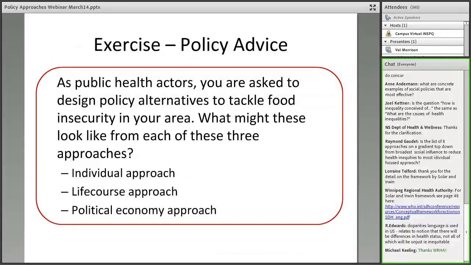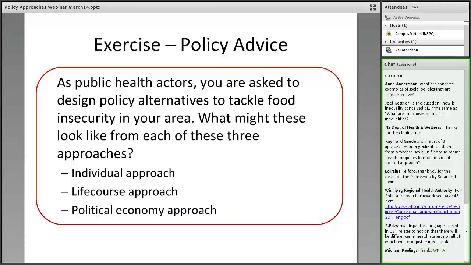So what we want to do then is see if we can design policies to tackle this issue. So if I put up a hypothetical position for you to put yourselves in as public health actors who are asked to design policy alternatives to tackle food insecurity in your area, in your health region, or at whatever level you work, and what you think these might look like from each of the three approaches that we're concentrating on today.